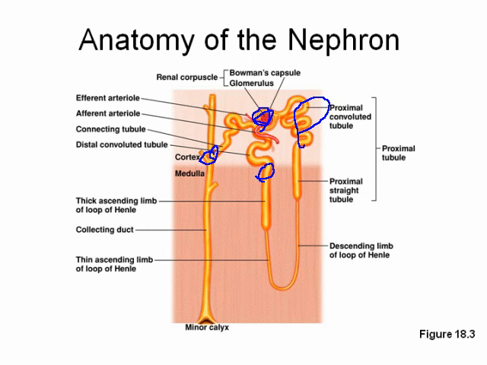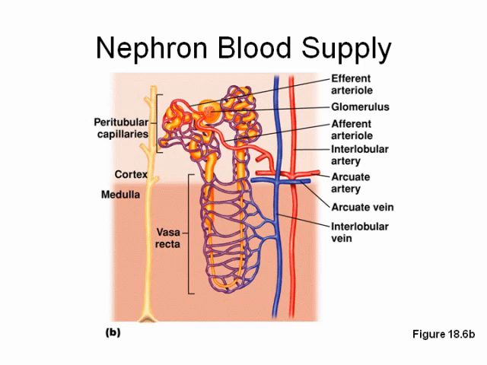So there are regional specializations within the nephron. These regional specializations are in part due to the blood supply, as well as also due to transport mechanisms and pumps that reside within the wall of the renal tubule. Let's take a look at the blood supply first of all.